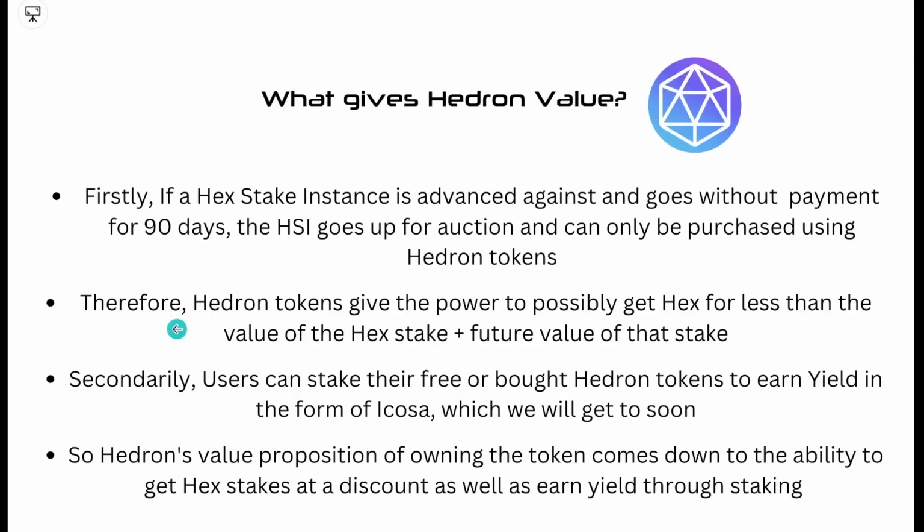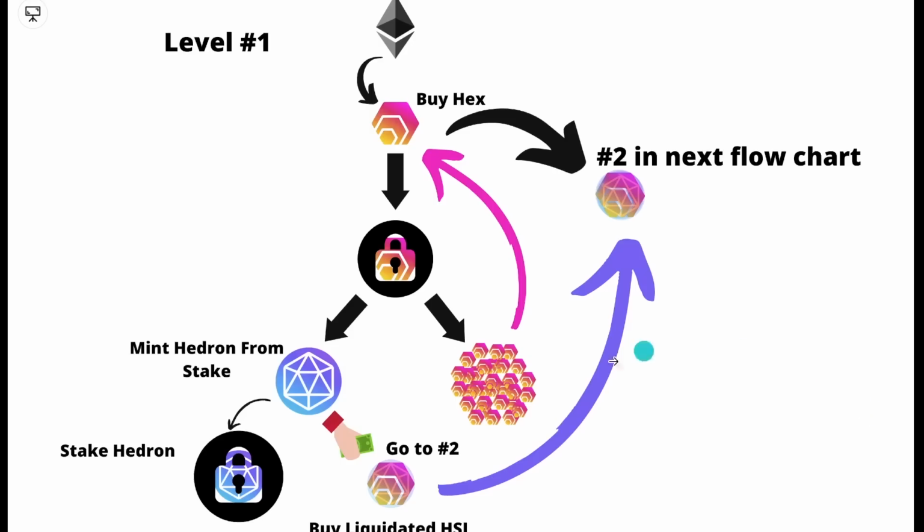Because that's a big thing to consider when you're bidding on an auction: are you bidding based on the base value of the stake, or the base value plus interest and possibly even the HEDRON that you get out of that stake? Secondarily, users can stake their free or bought HEDRON tokens to earn yield in the form of ICOSA, which is another token that is built in conjunction with HEDRON and Hex, but we're going to talk about that soon. Not quite yet. We'll do that in another video that's going to be coming very soon as well. So HEDRON's value proposition of owning the token comes down to the ability to get hex stakes at a discount as well as earn yield through staking.